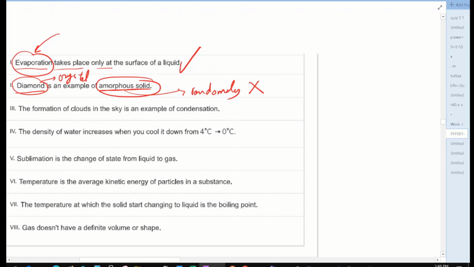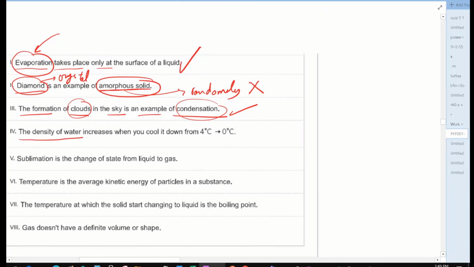Okay. The formation of the clouds in the sky is an example of condensation. تكثف. So the formation of the clouds is an example of condensation. Yes. Because the water condenses to form clouds.